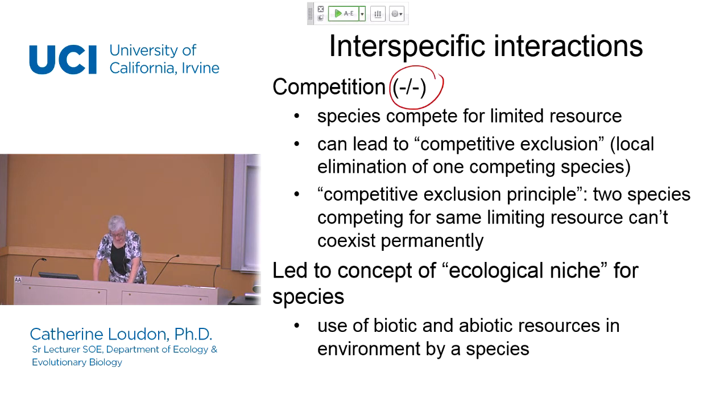Ecologists have described a couple of phenomena that result from competition. One of the phenomena is called competitive exclusion. This is the name given if, when two species are competing for limited resources, this competition actually leads to local elimination of one competing species, in which case that species that's eliminated would be considered the weaker competitor. This is also sometimes described as the so-called competitive exclusion principle, which is simply a statement that two species that are competing for the same limiting resource can't coexist permanently. If they do exist in the same place, this is usually temporary.